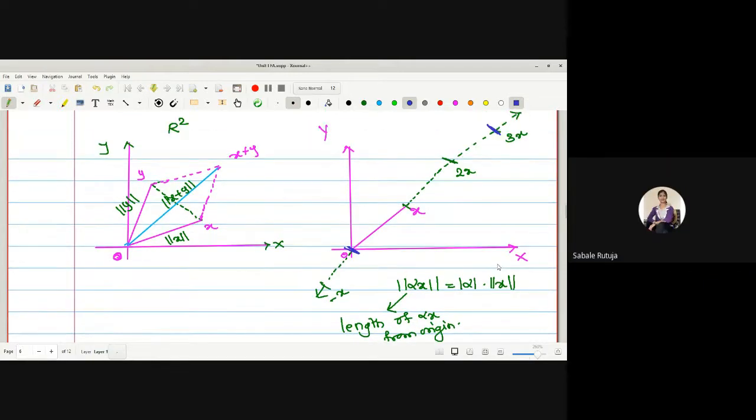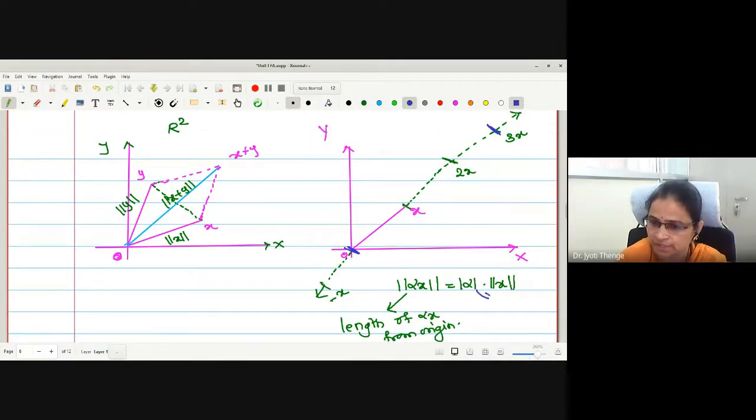Now let us think of the right hand side. What does this condition tell me? This is mod 3 into norm of x. Since I have taken alpha positive, this is 3 times norm of x. What is the meaning of 3 times norm of x? Whatever is the length norm of x, the length is taken 3 times. See, this is norm x once. This is norm x taken twice. This is norm x taken thrice.